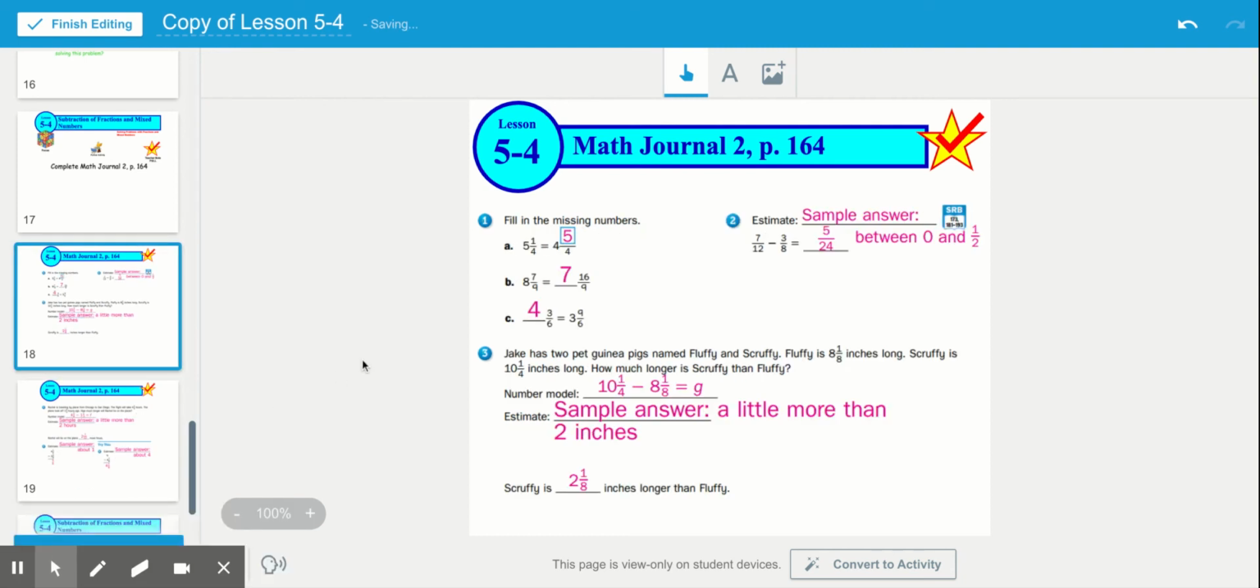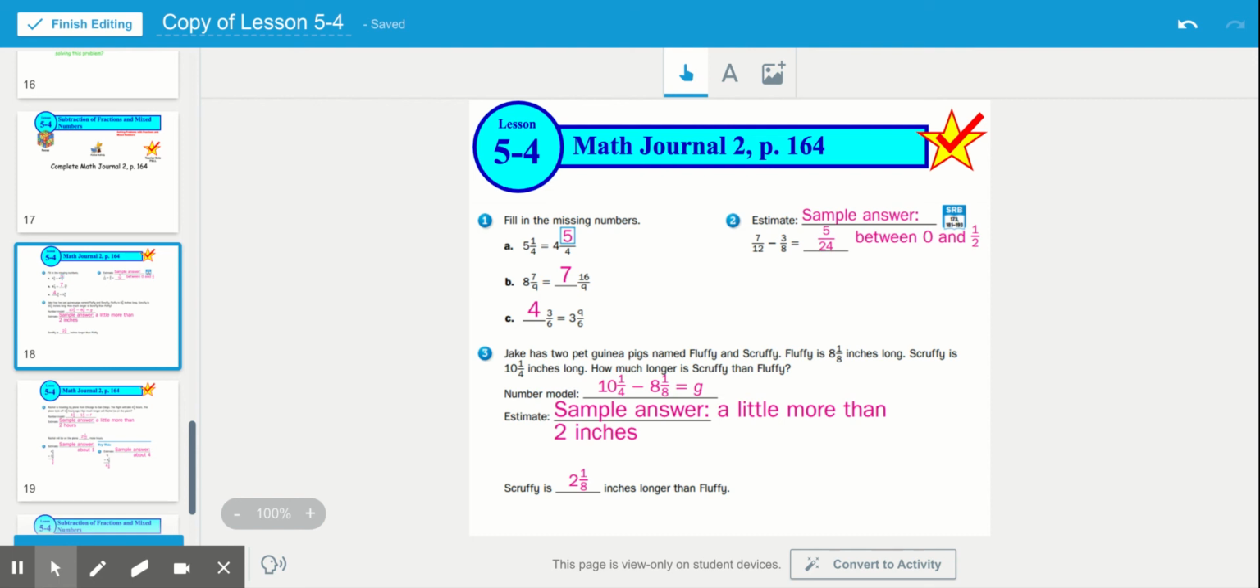All right. Looking back at number 1, you can see that 5 1/4 equals 4 5/4. We take 4/4 out of the 5 and put it into the fraction. B, 8 7/9 actually equals 7 16/9. We take 9/9 out of 8 and put that into the 7/9. C, 4 3/6 equals 3 9/6.